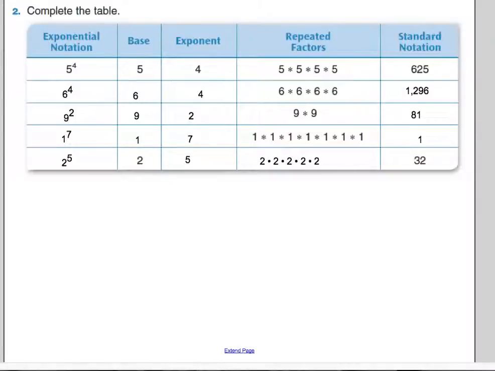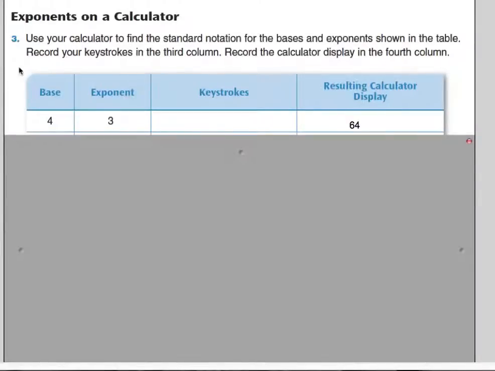Now, there's a way that we can do these exponents on a calculator without having to type out every single number, like 5 to the 4th power. Instead of having to punch in 5 times 5 times 5 times 5 equals, there's a shortcut on the calculator that we can use, okay?